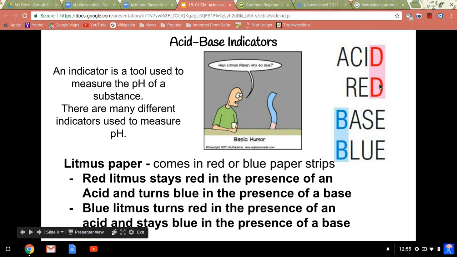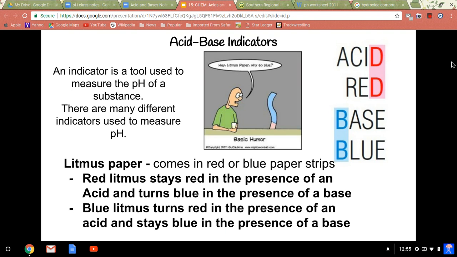Over here is a good way to remember it. Acid, red, base, blue. So it's the D's at the end of acid and red should be a reminder, and the B's at the beginning of base and blue. That should be a reminder for what happens with which type of litmus paper. So there's two different types of litmus paper: red litmus paper and blue litmus paper. And to get an accurate reading, you'd want to do a test on each substance with both of them.